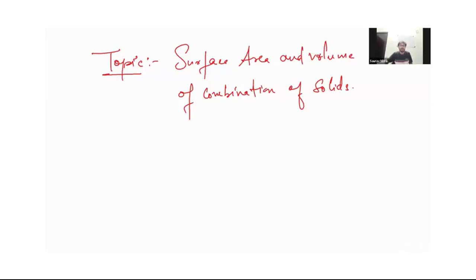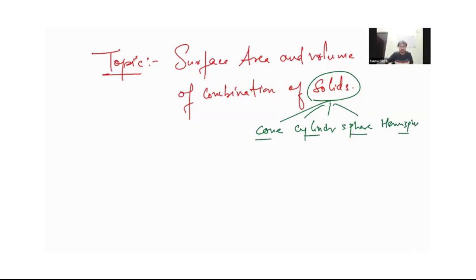Today we will discuss the surface area and volume of combination of solids. Solids here can be figures like cone, cylinder, sphere, hemisphere. We will calculate the surface area and the volume of such figures which are a combination of cone, cylinder and so on. We should know all their formulas for volume, curved surface area and total surface area, as they will be needed to solve such questions. Let us start with one example.